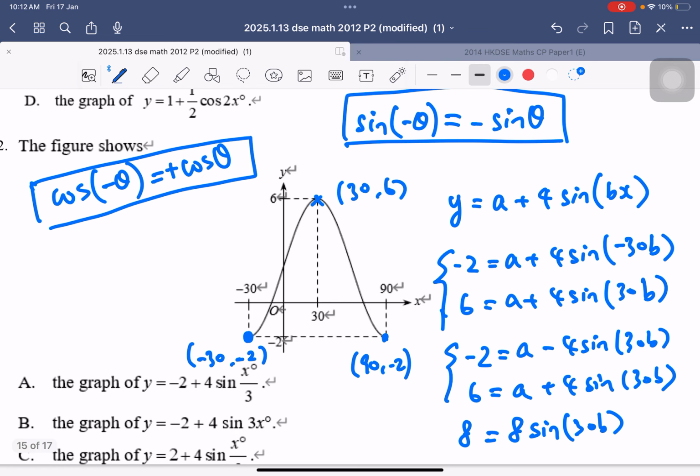Then now you can solve this equation to get the value of b. Okay? One of you calculate this sine 30 first and then you times the b. That's wrong. The bracket is here, so you calculate the bracket first. Okay, it's not your fault. I never taught you the trigonometries. So do Miss Zhang. Okay?